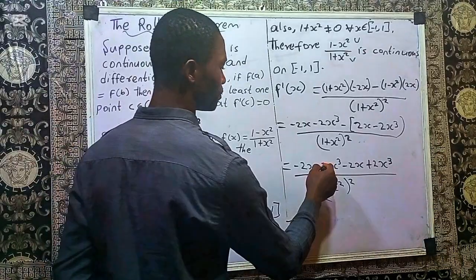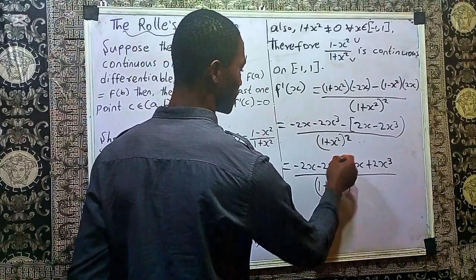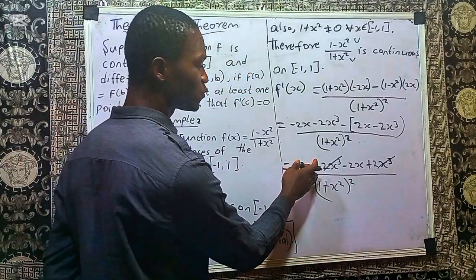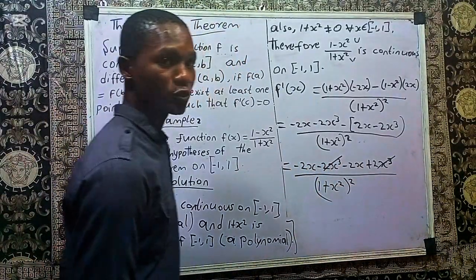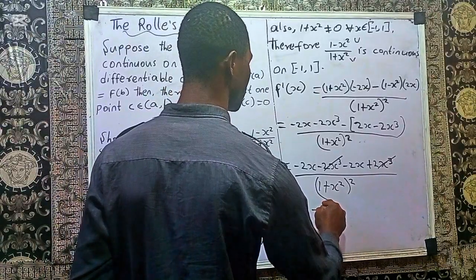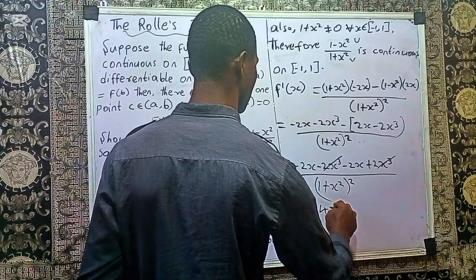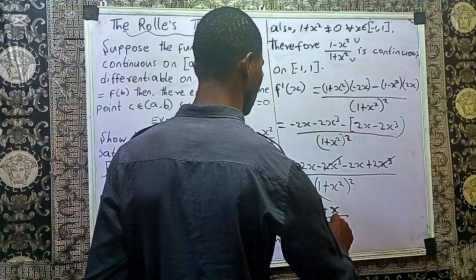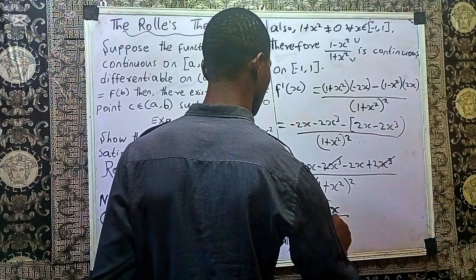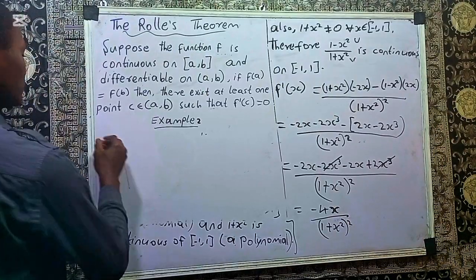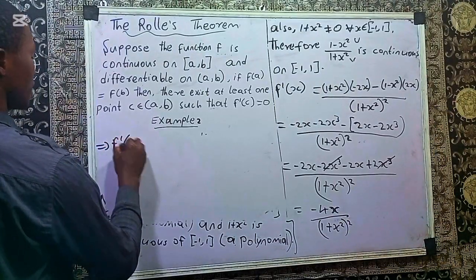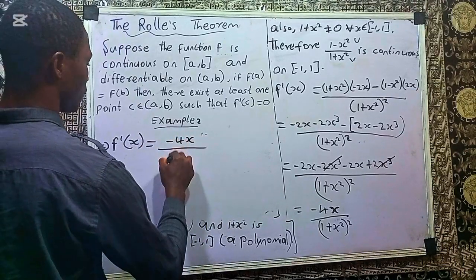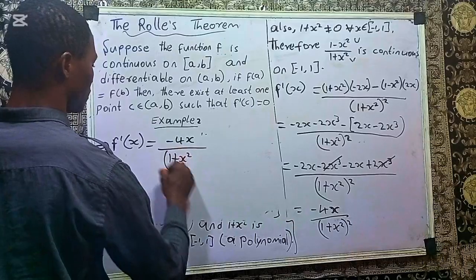Now something can cancel. Negative 2x raised to power 3 can cancel positive 2x raised to power 3. Then what you now have is negative 2x, negative 2x. Altogether it will give you negative 4x. You have negative 4x divided by the denominator, 1 plus x squared all squared. And this implies that f prime of x is equal to negative 4x divided by 1 plus x squared all squared.